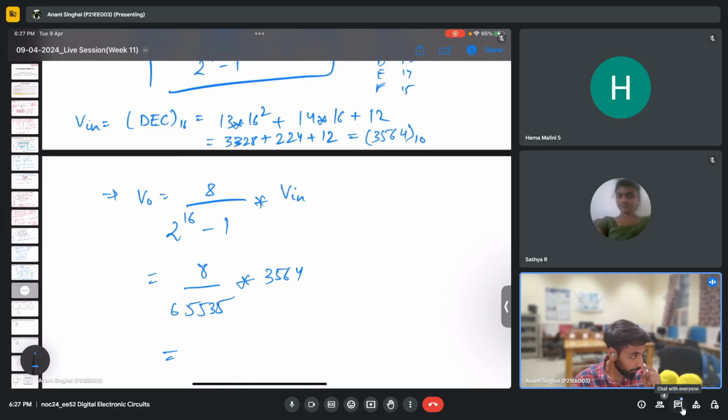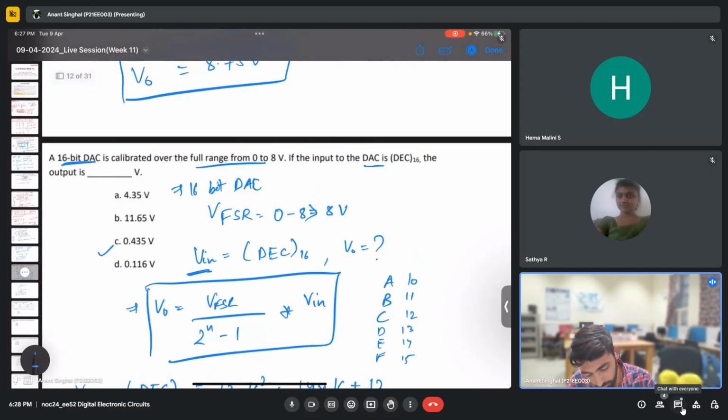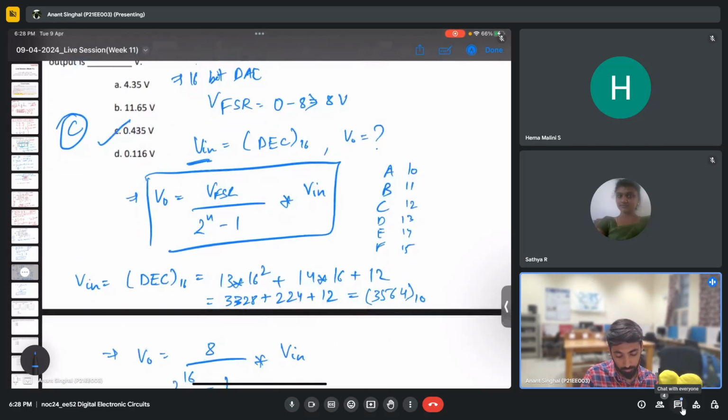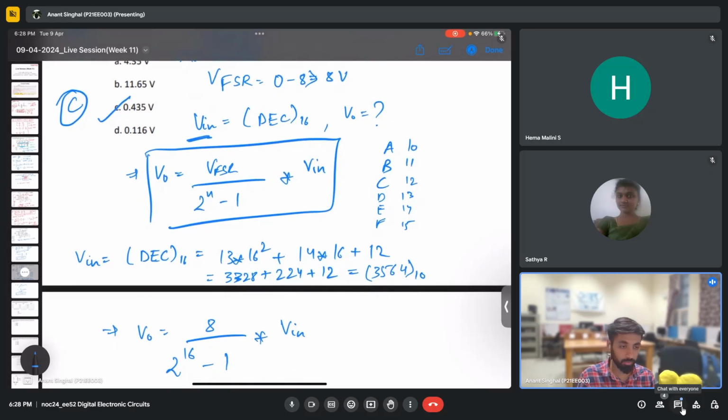So I'm getting 0.435. Is there any option? Yeah. So option C is the correct answer. I hope it is clear. You can take a look again, and then we'll proceed to the next problem in 2 minutes.